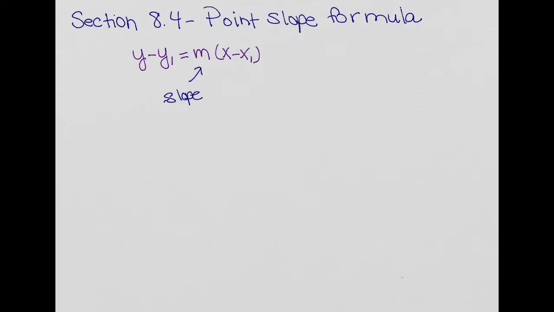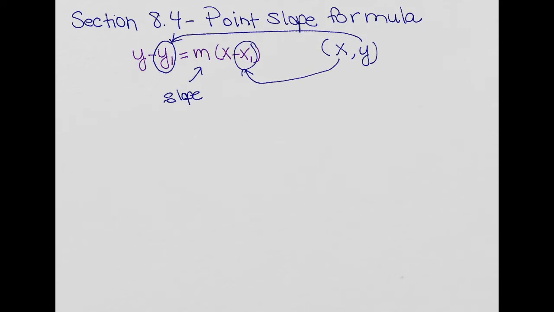Okay, we know that m is the slope, and we're going to use y sub 1 and x sub 1 for our point. So when we have a point, x and y, we're going to plug those into here. So in order to use the point slope formula, we have to have a point and a slope. It tells us in the name we've got point and slope. And so as long as you have the point and the slope, you can plug it into this formula.